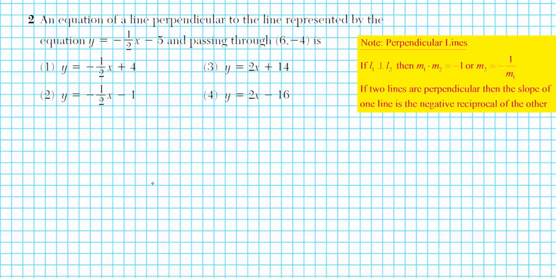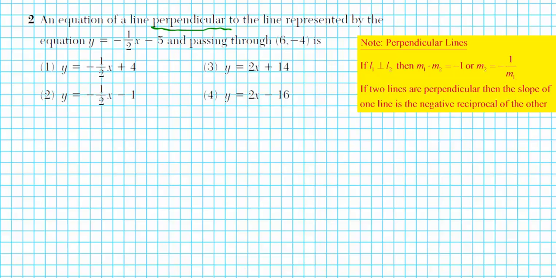Now, one thing you want to note about perpendicular lines, as we have the word perpendicular here, is that if you have two lines that are perpendicular to each other, let's say m1 is the slope of the first line and m2 is the slope of the second line, then the product of these slopes is always going to be -1, or the slope of one line will be the negative reciprocal of the other, or the inverse of the other. Okay? All right, let's keep that in mind.